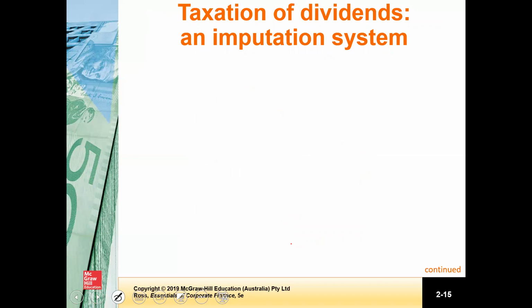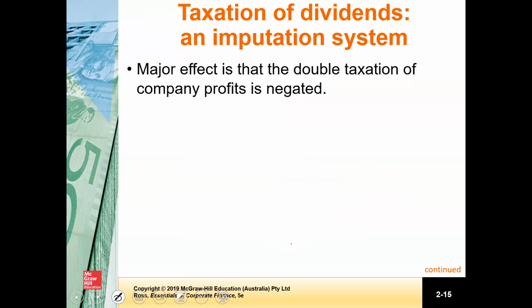Now, let's learn about an imputation system. Under a classical system of tax, a firm is first taxed on its profit, and the shareholders are then taxed on any dividends that they receive from the firm. This leads to double taxation of corporate profits, with the company profit being taxed in the hands of the company and then taxed again when any of the after-tax profits are distributed as dividends to the shareholders.